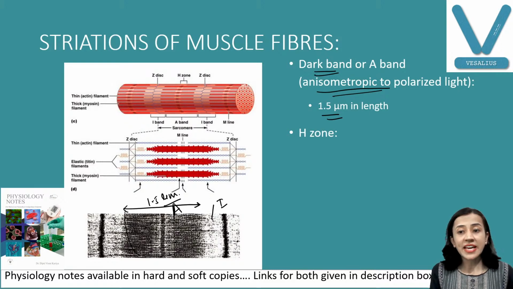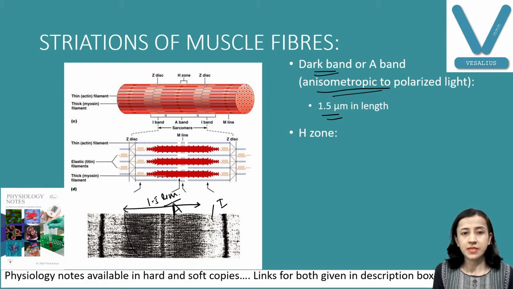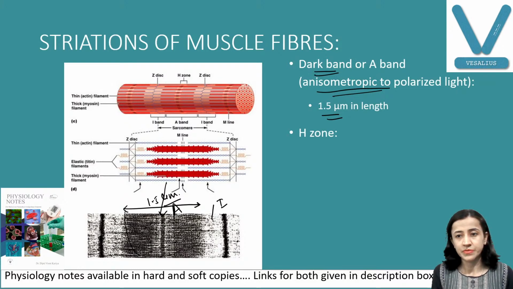Okay, now why is it known as anisotropic? Because when polarized light passes through this A band, it is refracted in different directions. So it is anisotropic to polarized light.